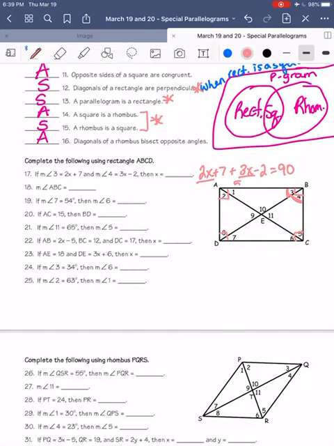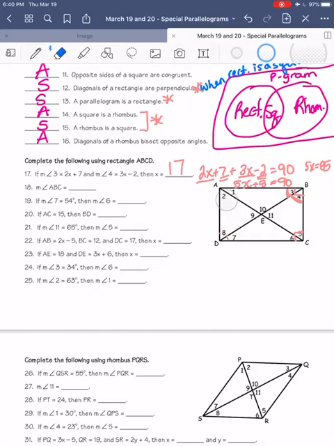All right, so we're going to then add our like terms. They're on the same side. So 5x plus 5 equals 90. And then what are we going to do? Subtract our 5. So we're going to have 5x equals 85. And then we're going to simply divide. So 85 divided by 5 will give us 17. Did it just ask us to solve for x? The answer is yes.